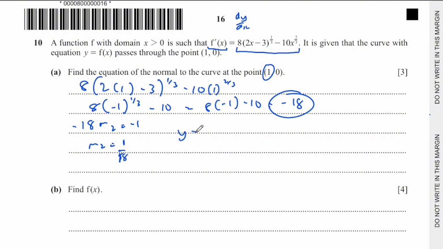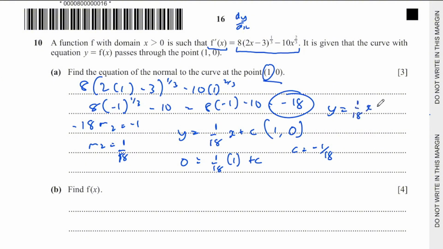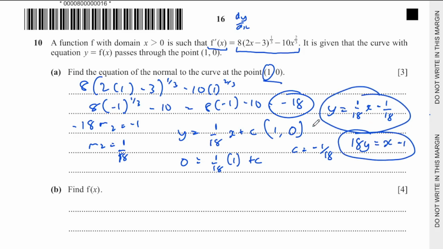And then we can have y equals 1/18 x plus c, passes through this point, and so 0 equals 1/18 times 1 plus c, so c is just equal to -1/18. So y equals 1/18 x minus 1/18, or we can just multiply 18 throughout. We're going to get 18y equals x minus 1. That's going to be our equation of the normal.